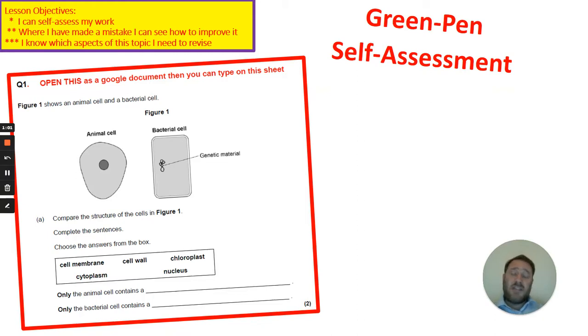Which leads us very nicely to our second objective. You'll know where you've made the mistakes and how to improve it. And our third objective, which we'll do right at the very end, I know which aspects of this topic I need to revise. So let's go through these questions and fill in all the answers.